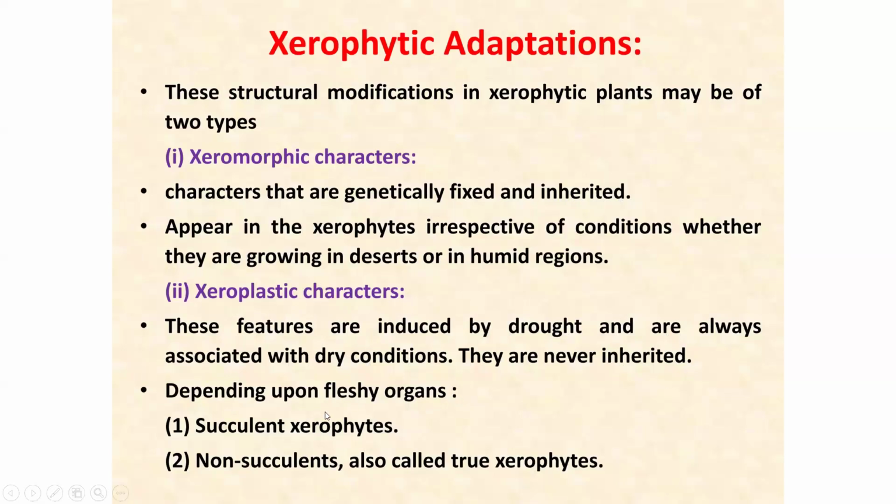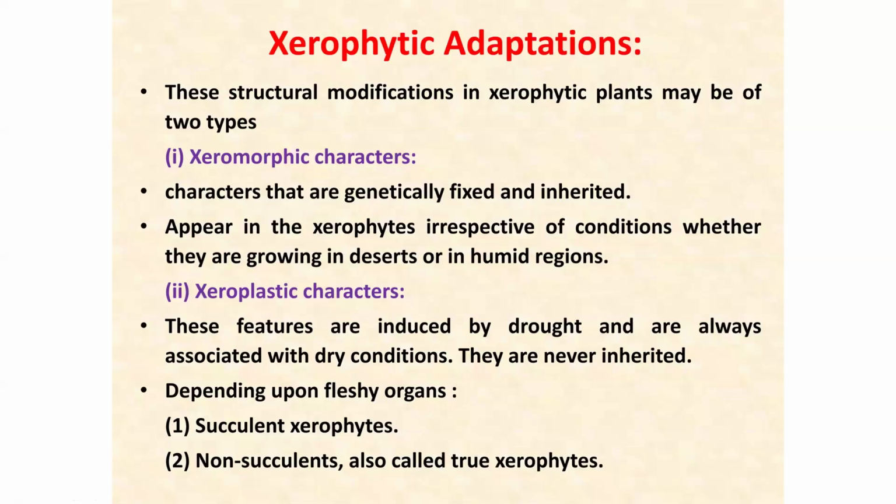Depending upon the fleshy organ, there are succulent xerophytes and non-succulents, which are also called true xerophytes. If they preserve their water in the organs, they are called succulent xerophytes. Non-succulents cannot preserve water. These are the true xerophytes.